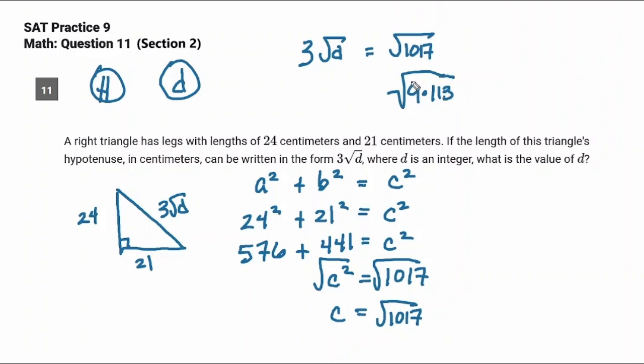So 9 gets to escape, right? Becomes the 3, and then trapped inside is the 113. 3 root 113, that's the same as 3 root d. So what's d? It's 113. It does take a little work, although again, you could probably skip a couple of these steps, get it right, and move on.